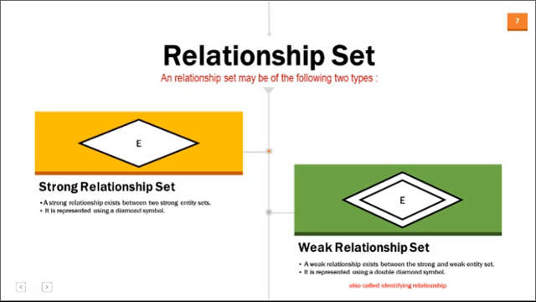Next, weak entity set. When my relationship is between a strong and a weak entity set, then I can say my relationship will be a weak relationship set. Fine, it will be represented by double diamond sign.